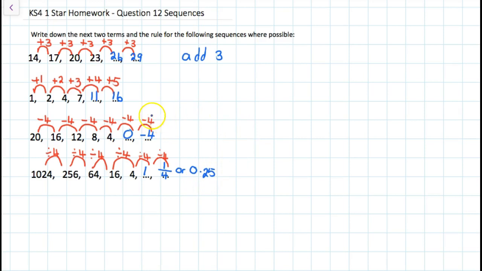Now I did forget to write in my rule up here, so I'm going to see that we've taken away 4 each time, so we're going to say subtract 4, and down here we have divided by 4.